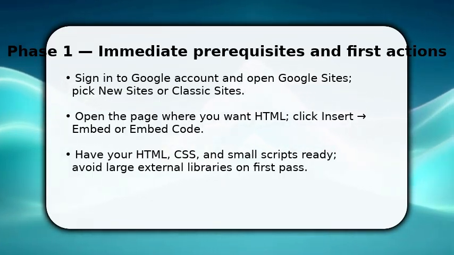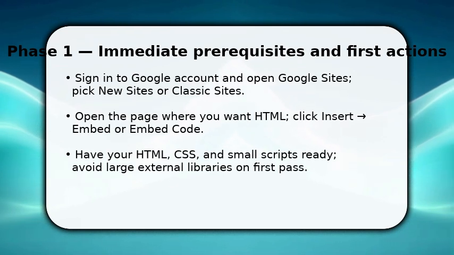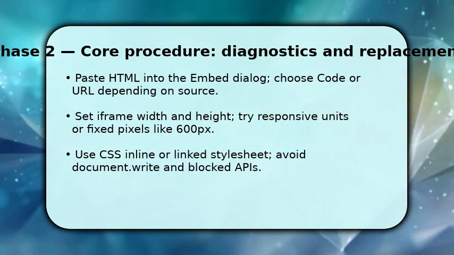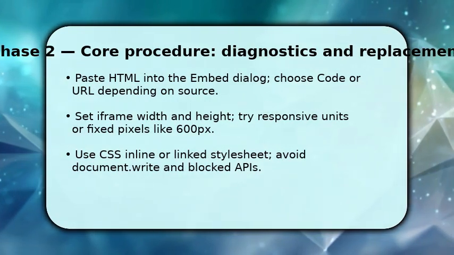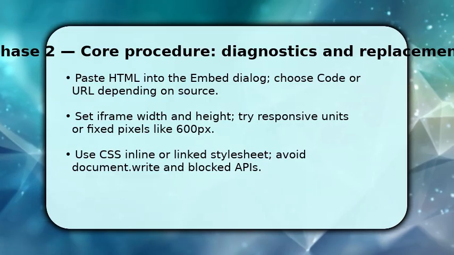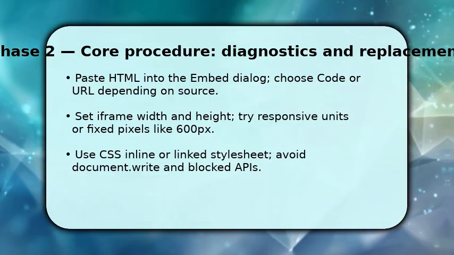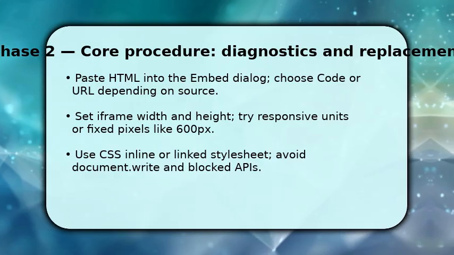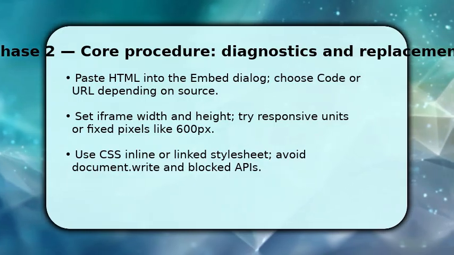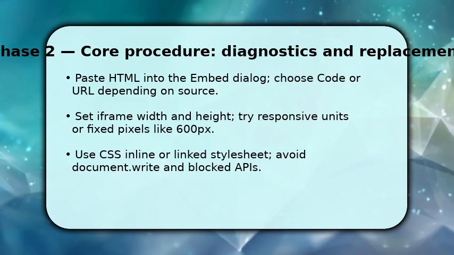You paste your HTML into the embed field and then you must tune how it displays. If the editor offers code view, paste directly. If not, host the fragment and use the URL option. Then adjust width and height, use responsive units when possible, or start with 600px wide if unsure.